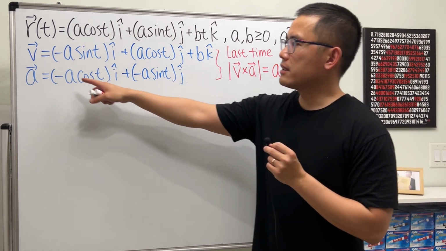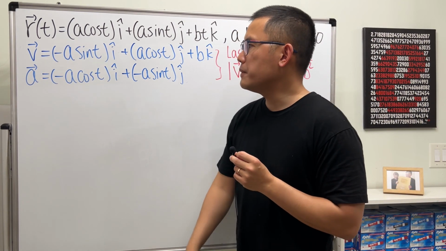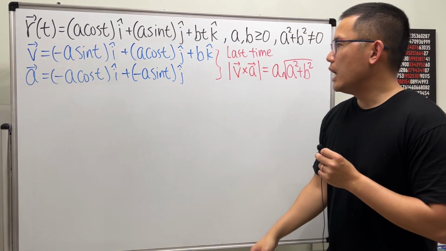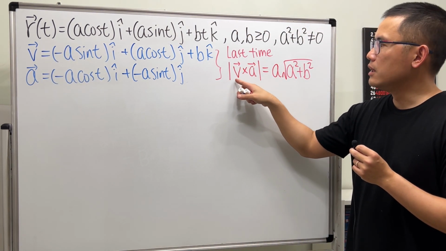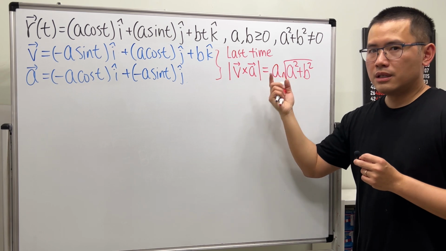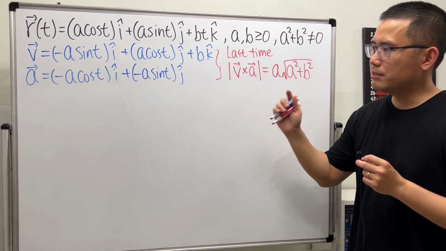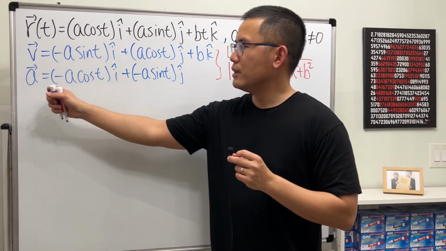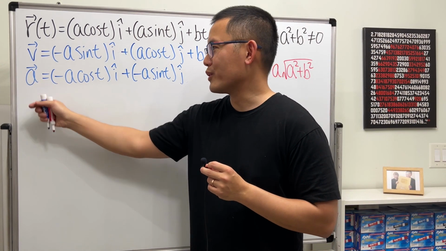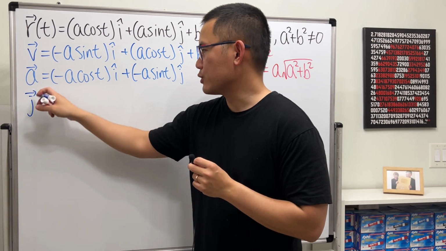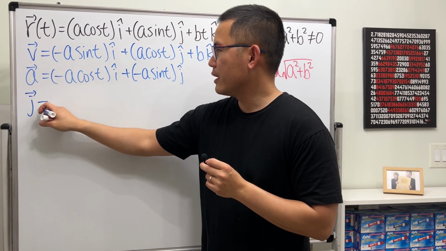So last time we have gotten the velocity and also the acceleration, namely the first and also the second derivative of r. And we also have the magnitude of the velocity cross the acceleration. Today, not only do we have to use this, but we also need to differentiate this one more time. The derivative of the acceleration is the jerk, so I'll just write this down for the notation.